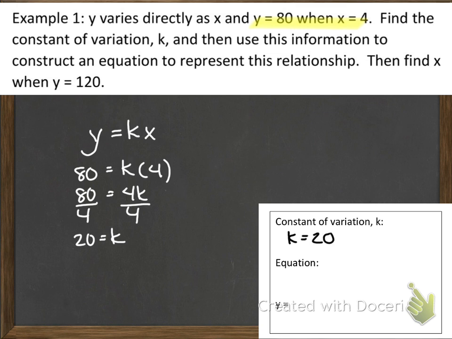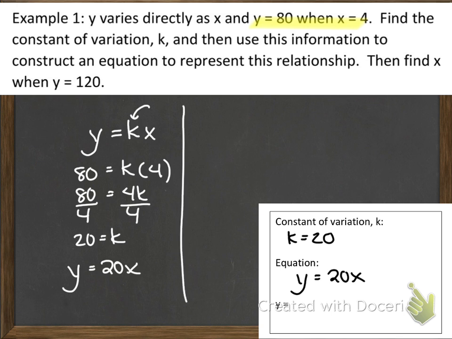Now I need to take that 20 and put it back into this equation. So instead of y is equal to kx, I can write y is equal to 20x. Notice when we write the equation, we still want y and we still want x. What we don't want anymore is k because we just found k. So we must replace the k with, in this case, 20. So that's the first part of the problem.